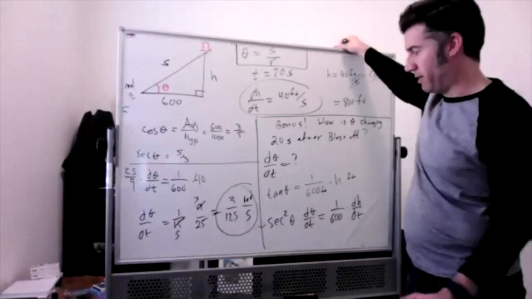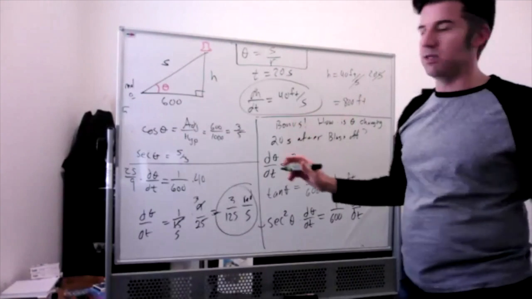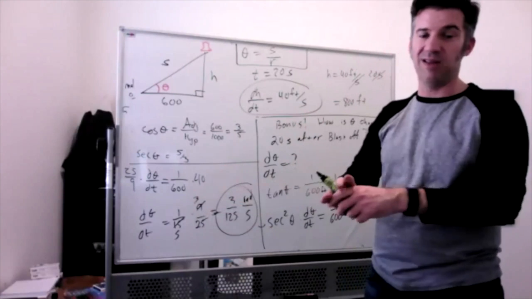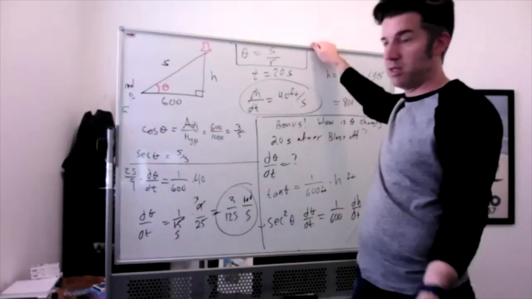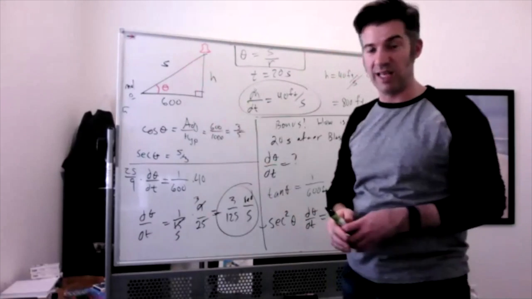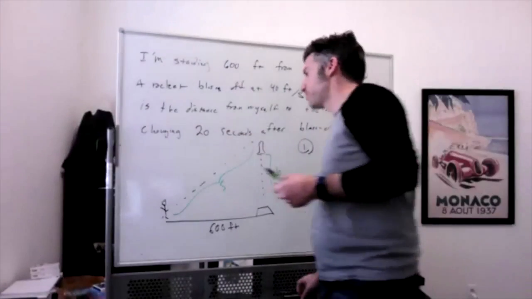Okay, enough about that. But generally what you do is you just say, okay, I get some number, it's always radians per whatever unit of time, unless someone asks you for degrees, which is crazy. So this angle is increasing at 3 over 125 radians per second. Okay.